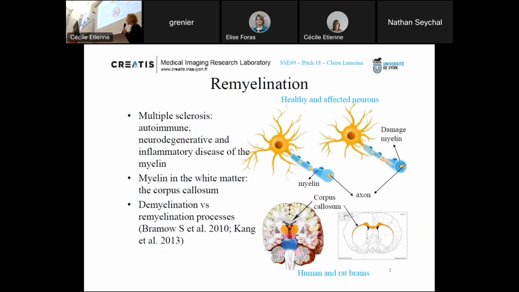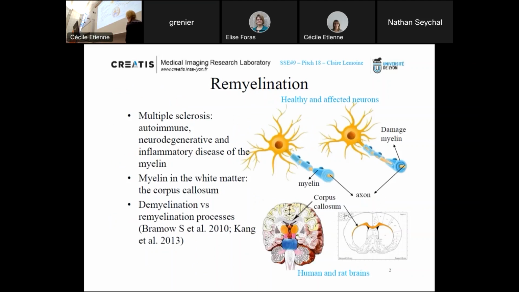So, what is remyelination? It is a process which happens in every healthy person. And this process doesn't work in people who suffer from multiple sclerosis. Multiple sclerosis is an autoimmune, neurodegenerative, and inflammatory disease of the myelin.